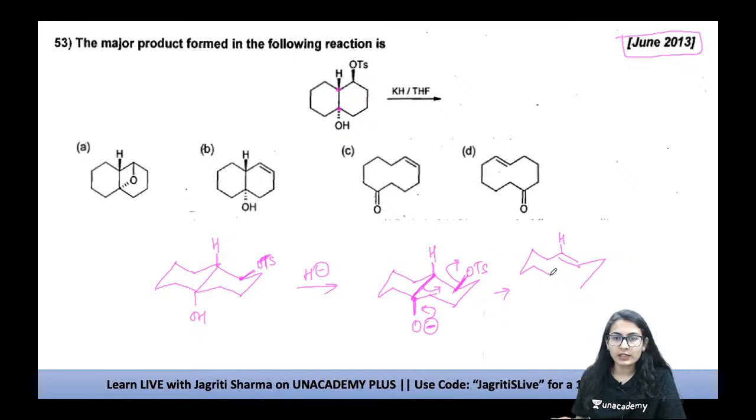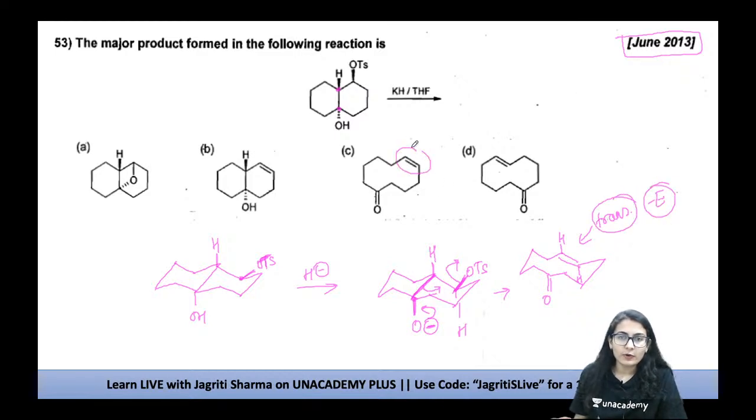So drawing the molecule in the same pattern so that you correlate nicely. What is the stereochemistry of this bond? As you can see, because there is a hydrogen which is in the axial position, you can say that this double bond is trans, or the E alkene.